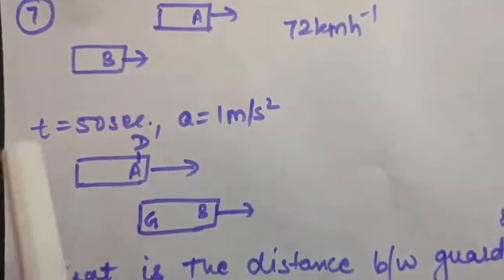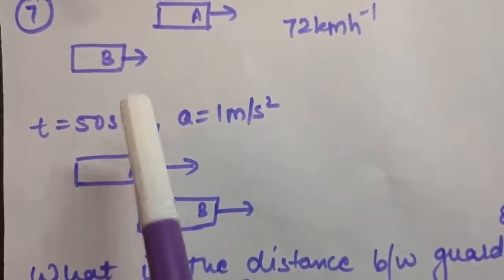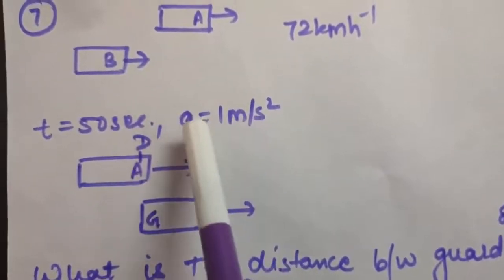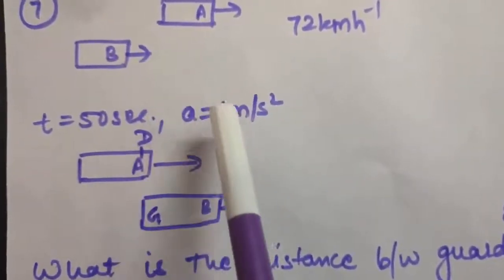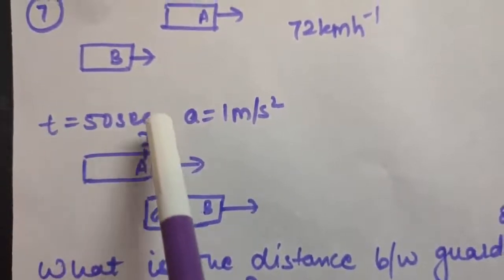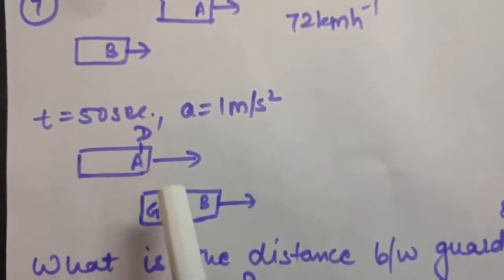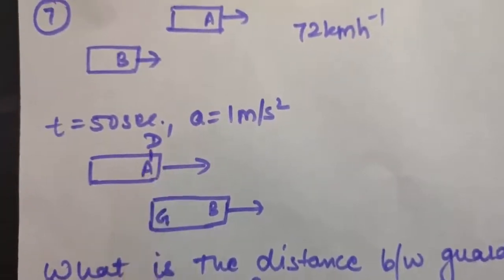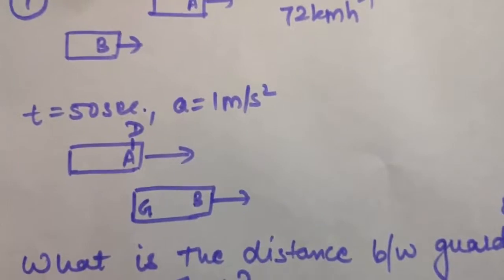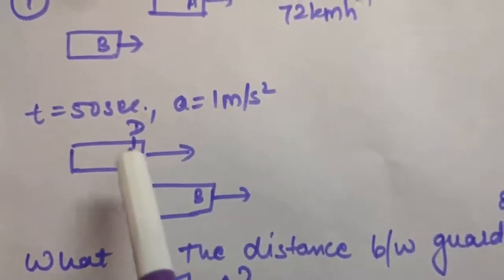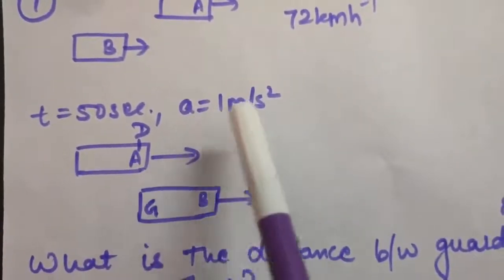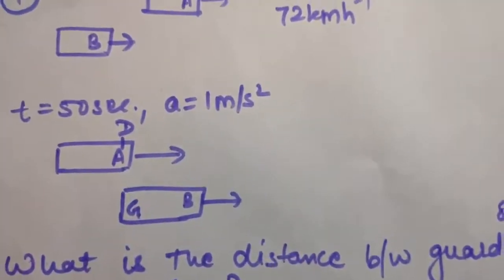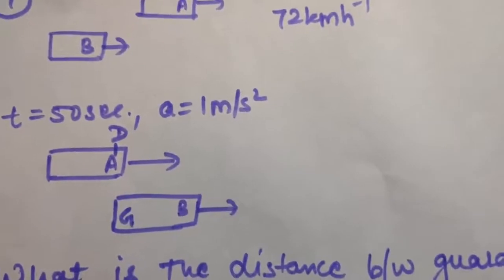Okay, now it says after 50 seconds B accelerates itself with 1 meter per second square. So this is the acceleration of B, and after 50 seconds, this is the situation, that is the guard of B reaches the driver of A. So as you know, guard of the train always lies in the last compartment of the train. So this is the situation when B accelerates with 1 meter per second square and it takes time 50 seconds. Okay, so we have to calculate the original distance between the trains.